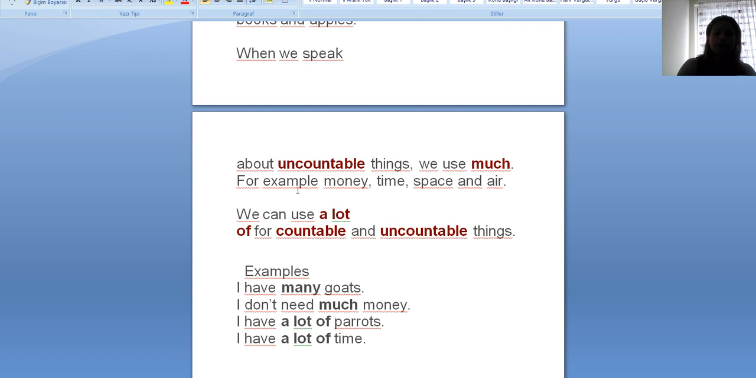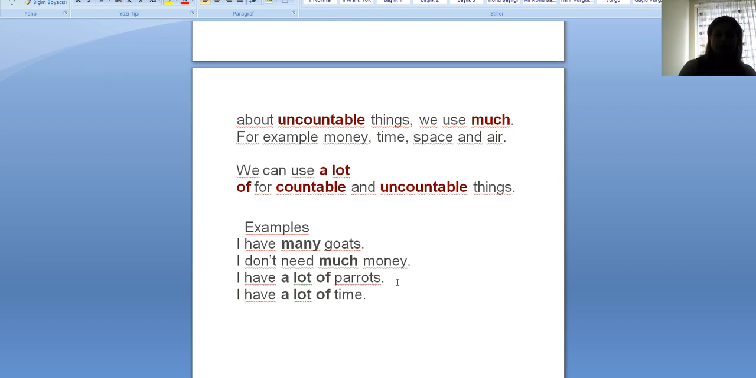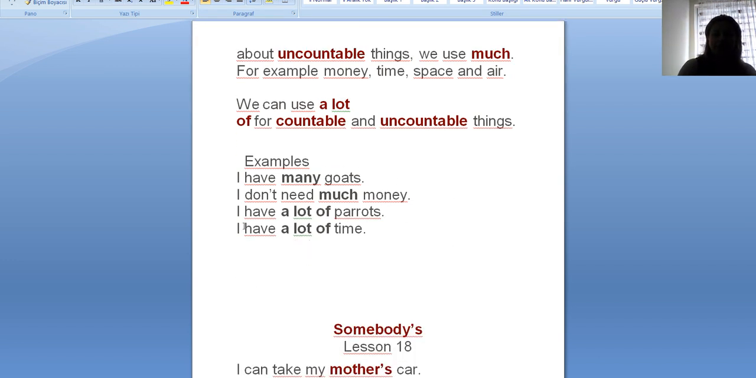And now, when we speak about uncountable things, we use much. For example, money, time, space, and air. We can't use a lot of for countable. We can use a lot of for countable and uncountable things. Alright, now examples. I have many dogs. I don't need much money. And I have a lot of parrots. I have a lot of time.